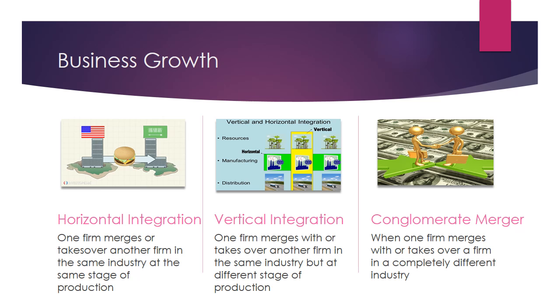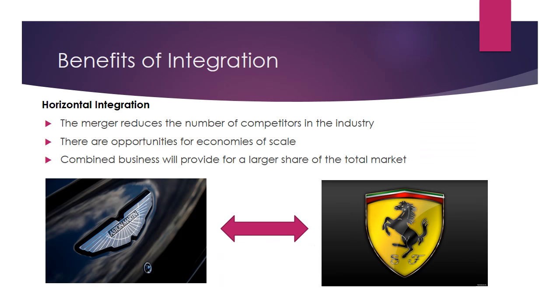The last form is a conglomerate merger. So the last form of business growth. This is when one business merges with or takes over a firm in a completely different industry. So you could be a food manufacturer and suddenly you decide that you want to take over an automotive firm. So say McDonald's decides to take over Ferrari. That would be a conglomerate merger because both of them deal in completely different industries.